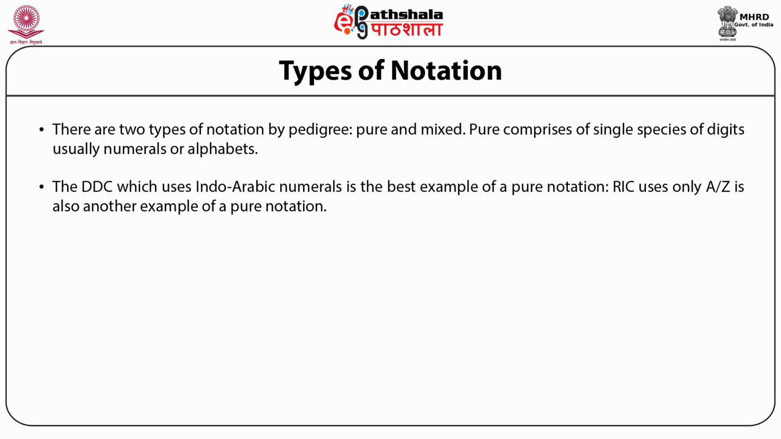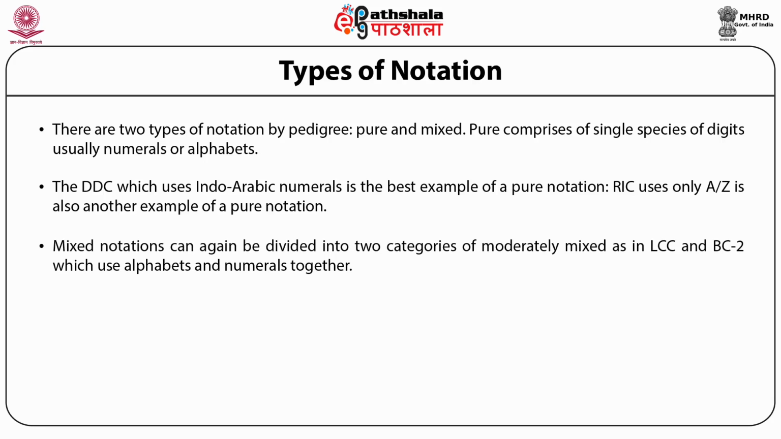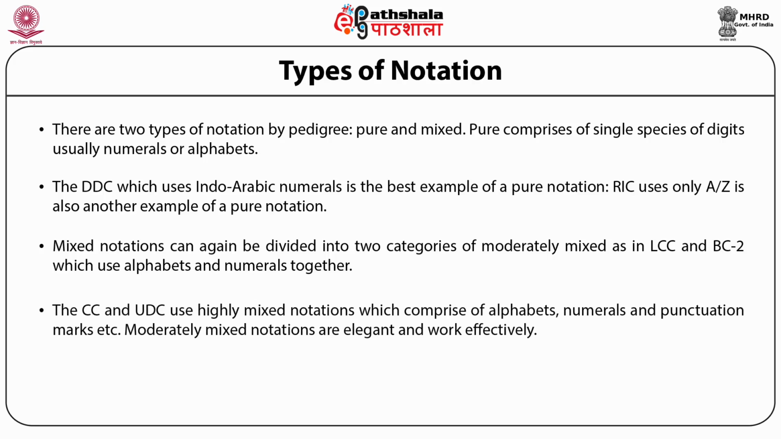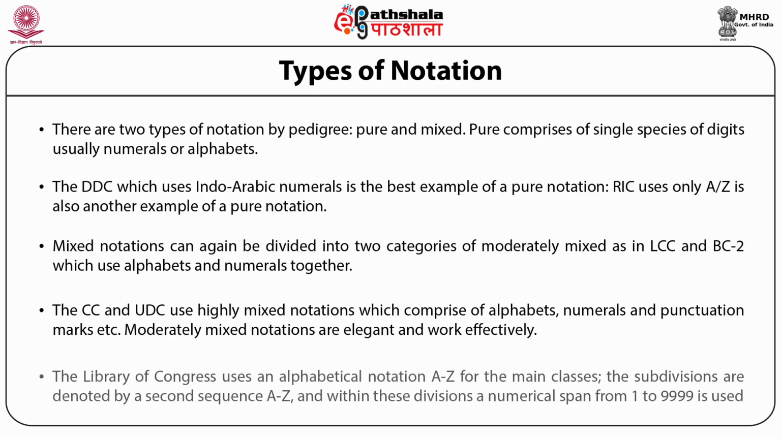And Rider's International Classification uses A to Z, that is, 26 alphabets in caps, which is also another example of pure notation. Mixed notation can again be divided into two categories. Moderately mixed, as in LCC and Bibliographic Classification, use alphabets and numerals together. The CC and UDC use highly mixed notation, which comprises alphabets, numerals, and punctuation marks, etc. Moderately mixed notations are elegant and work effectively, and they are popular.